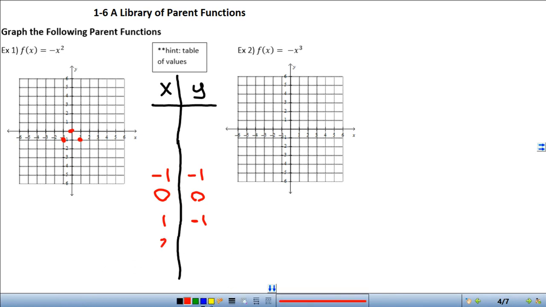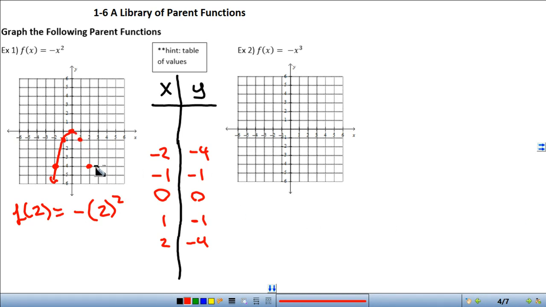So I'm going to plug in 2. I've got f of 2 equals negative 2 squared, which is going to be negative 4. And on this side, if I plug in negative 2, I'm also going to get negative 4. So 2 gives me negative 4, and negative 2 gives me a y value of negative 4. So what I can tell is I've got a parabola, and it's a parabola that opens down. And that was a lousy tracing of that line.